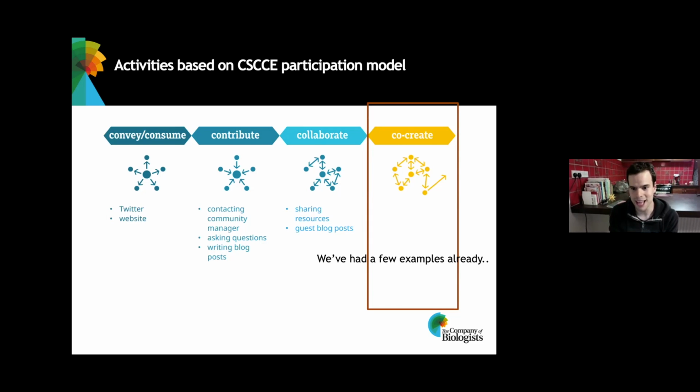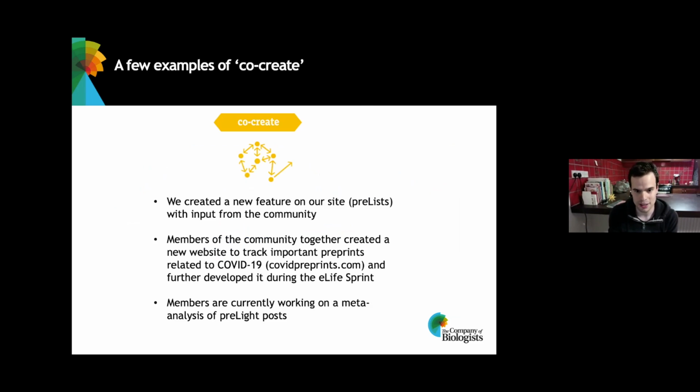At the time when we were filling out this survey together, I didn't really see any co-create activities happening frequently, but actually this has also changed. So I really support somehow capturing how the community changes over time. We've had some examples recently. When we introduced a new feature on the website, which we call preList, we had a lot of input from the community. There was a lot of messaging about how to develop this feature. And this year, in response to the COVID pandemic, some of our community members put together a website related to COVID-19 preprints. I think this is a really nice example of how they co-create, and this was without really asking them to do this task. They really got together and did this.